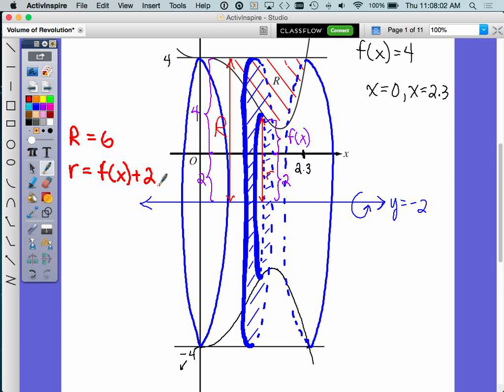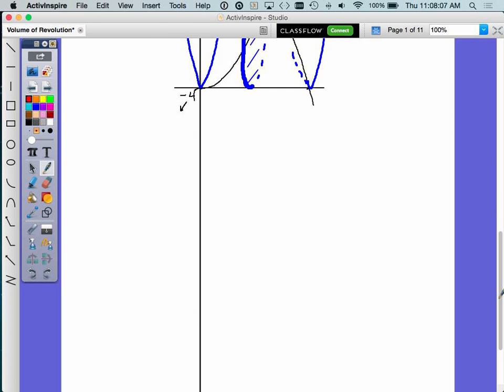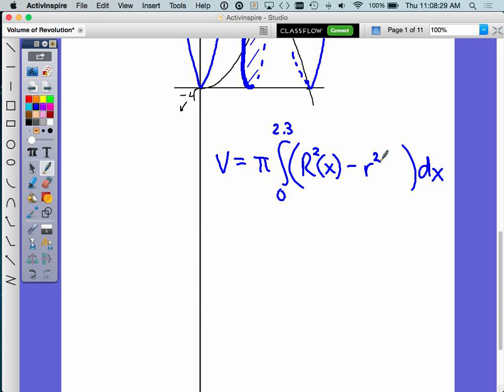Now I've done just about everything I need to do, so I can write down the formula for my volume. And my volume is going to equal pi times the integral from 0 out to 2.3 of big R squared. And I know that I'm doing this with respect to x, and so these better be functions of x, minus little r squared as a function of x. And I've already figured out what those things are.